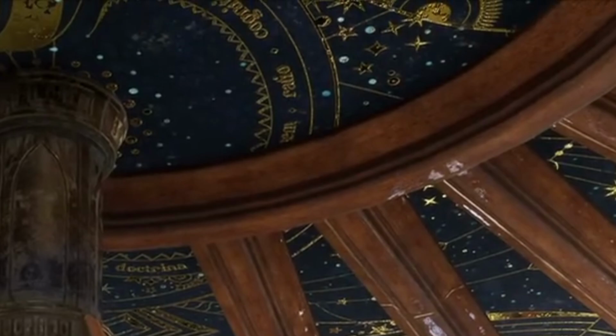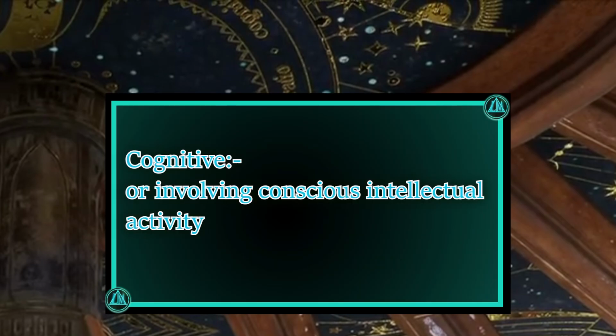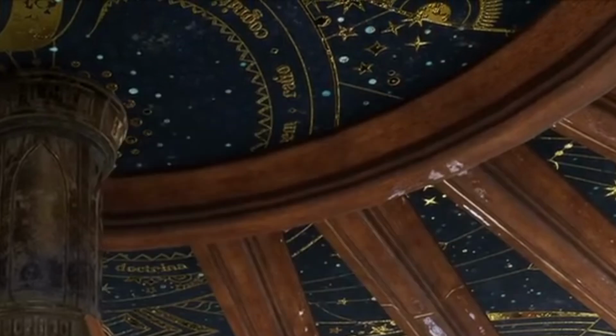Now we can see half of a word here which starts off with the letters C-O-G-N-I-T. My first word that I thought initially was cognitive, and this is to be involved in some sort of conscious intellectual activity, which again goes very well with Ravenclaw. I've tried searching for all of these words together, but there is no other explanation for this word, so I think it is going to be the word cognitive.